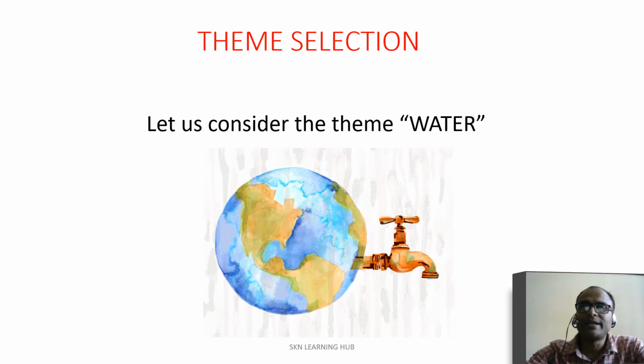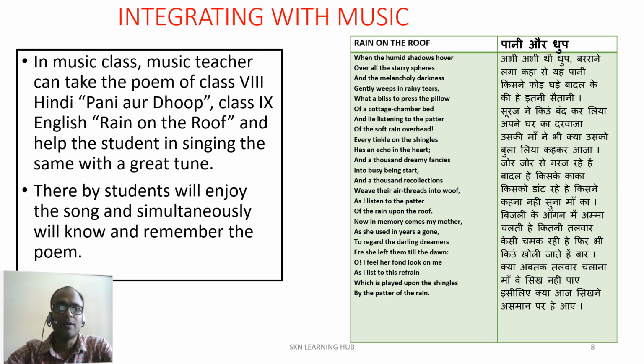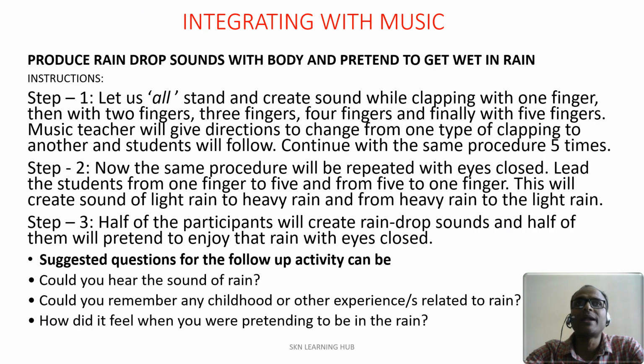Now, we will try to integrate this theme with all other subjects. In music class, the music teacher can take the poem of class 8 Hindi, that is Pani or Dhoop, and class 9 English, that is Rain on the Roof, and help the students in singing the same with a great tune. Or the music teacher can conduct an activity to produce raindrop sounds with the body and pretend to get wet in rain, where all students will be asked to create sound while clapping with one finger, then with 2 fingers, then with 3 fingers, and finally with 5 fingers.